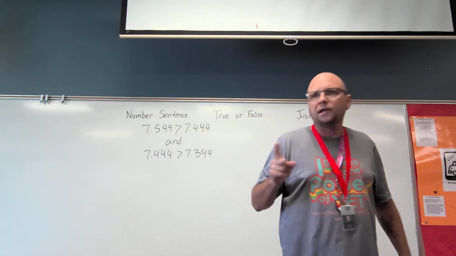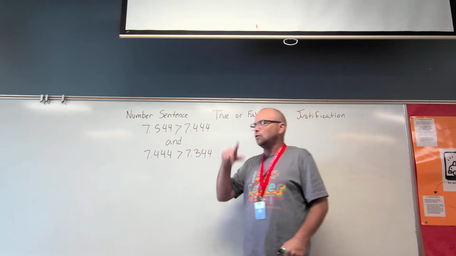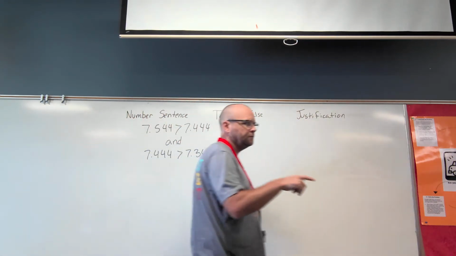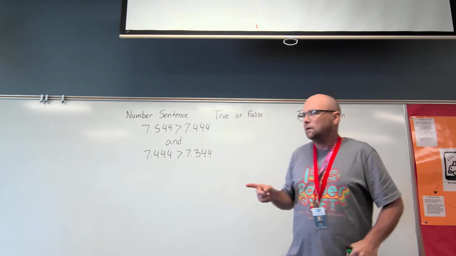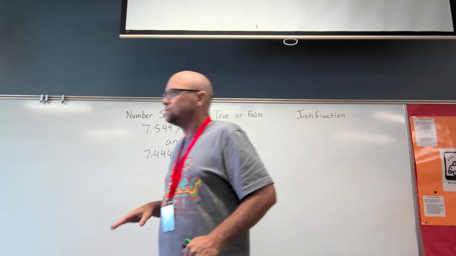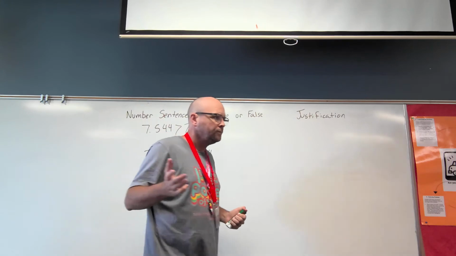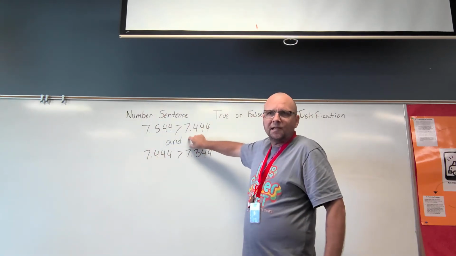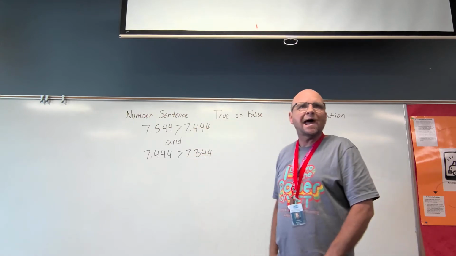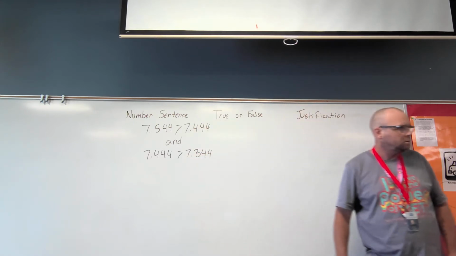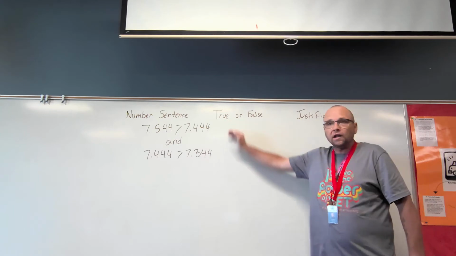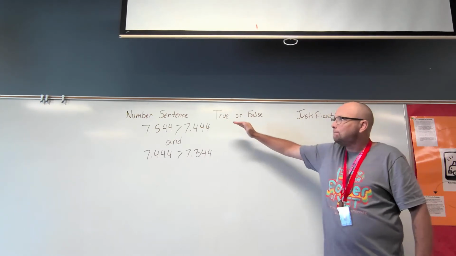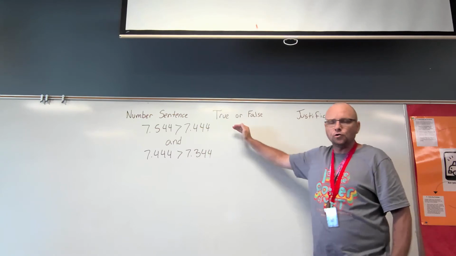Now, those of you that participated in 4th grade and 3rd grade and 2nd grade and participated in class Friday, you know how to compare and order numbers. That could be your justification. Now, if it says "and," that means both of these items have to be true. If one of them is not true, you'd put a false. They both have to be true.